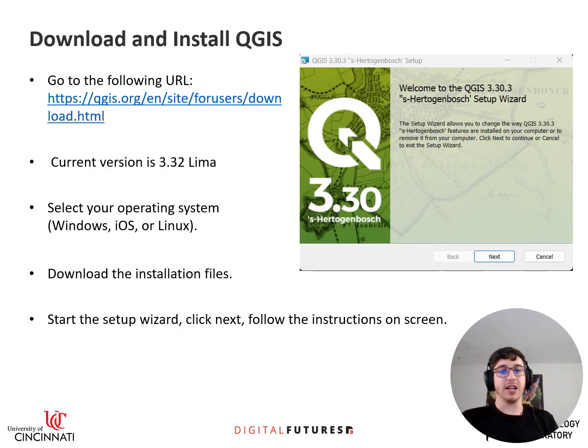To download and install QGIS, search for the official webpage using your search engine, or alternatively, go to the URL shown in the description below. Select the version you wish to install as well as your operating system. Download the installation files and start the setup wizard following the instructions that will pop up on your screen. In the introductory video for this workshop, we have provided a complete installation guide. You will be able to find the link to this video in the description below.